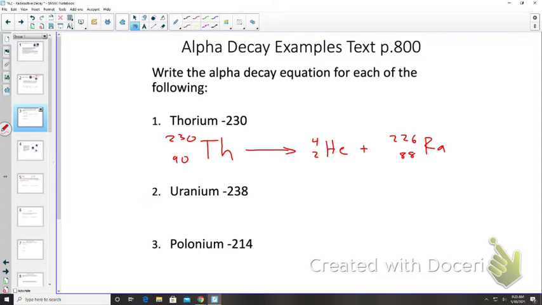Okay, uranium 238 is undergoing alpha decay. Uranium has 92 protons. It has a mass number of 238. Uranium is just U, and this decomposes. It loses an alpha particle or a helium nucleus. And if we lose 2 protons and 2 neutrons, we now have thorium 234. Again, it's important that we make sure that we have balanced reactants and products. Okay, last one, polonium 214.